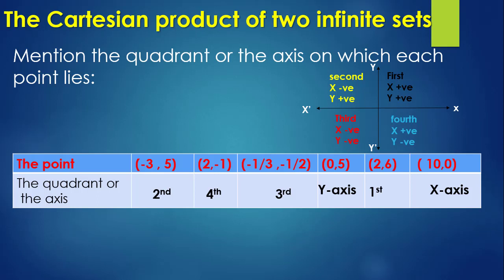First both positive, second negative positive, x and y, third negative negative, both of them in the third quadrant, both of the projections are negative, and fourth x is positive and y is negative.